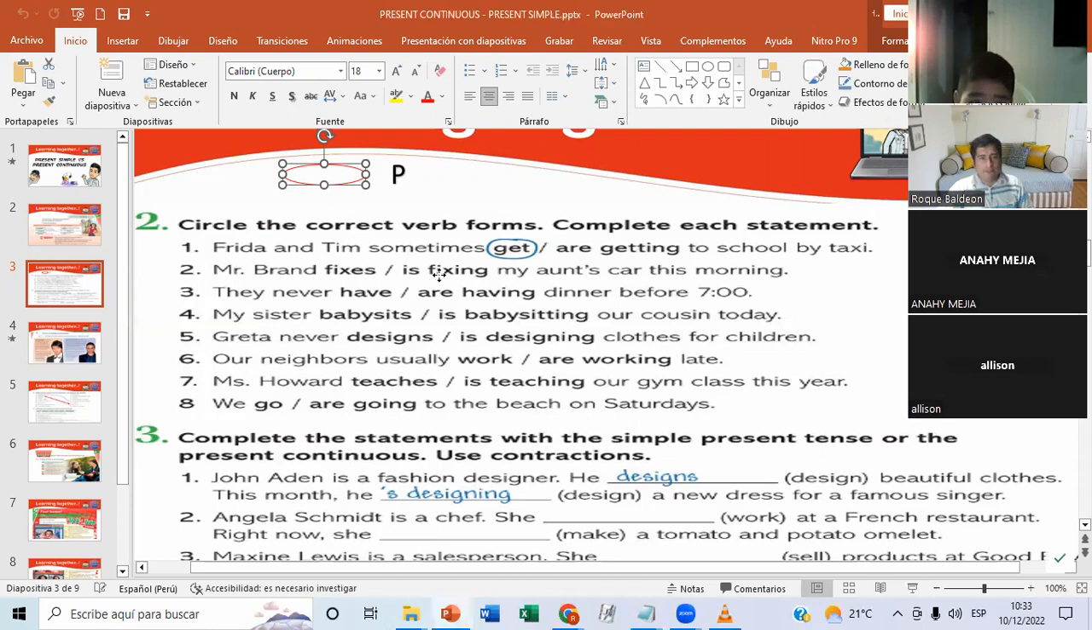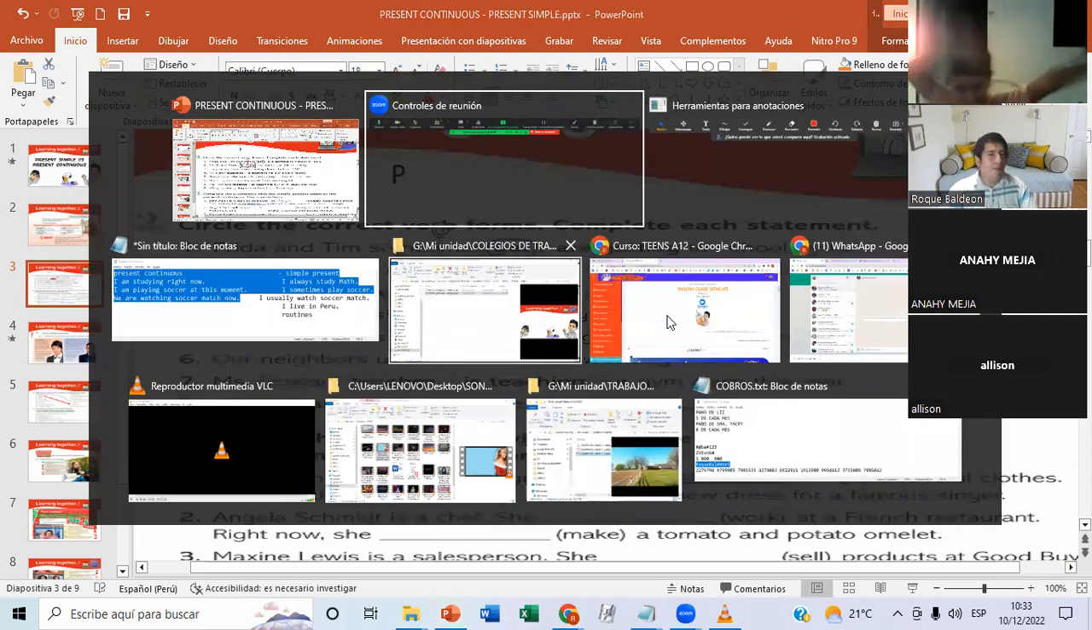Is fixing. You say is fixing. Okay. Mr. Brand is fixing my aunt's car this morning. No, está reparando mi car esta mañana. So the correct answer is... Correct. Very good. Awesome. Points, point, point, points.